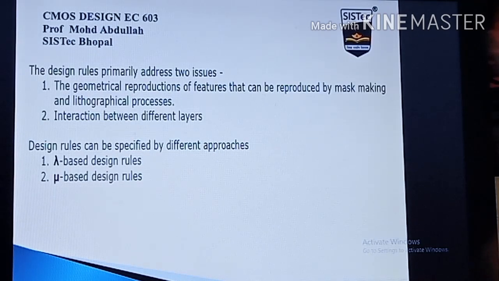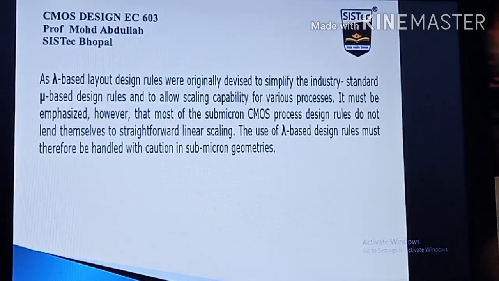There are basically two types of design rules majorly used for designing CMOS circuits. First is the Lambda based design rule, and the second is the micron based design rule. In industry standards, the Lambda based design rules are majorly used. The Lambda based layout design rules were originally devised to simplify the industry standard. Micron based design rules allow scaling capability for the various processes.